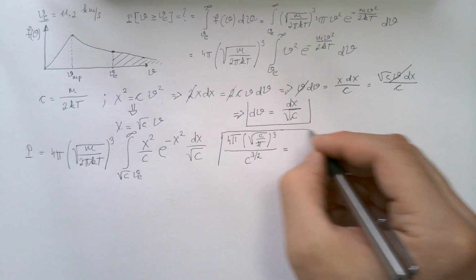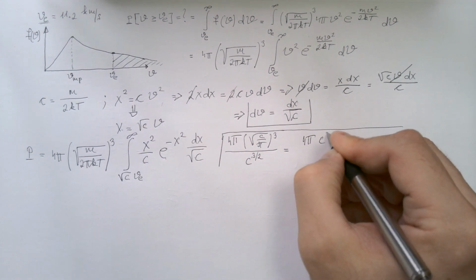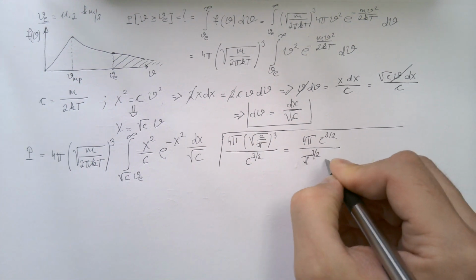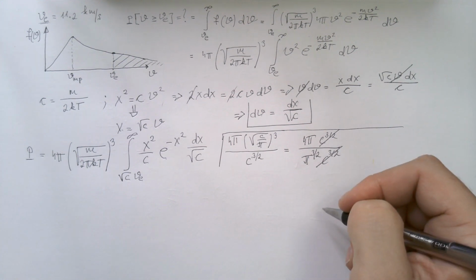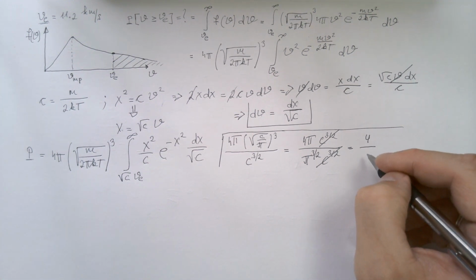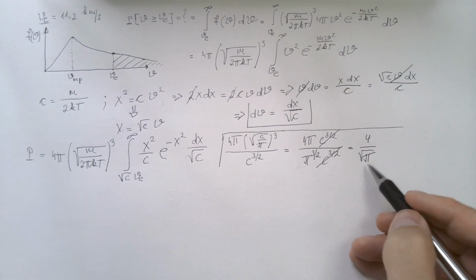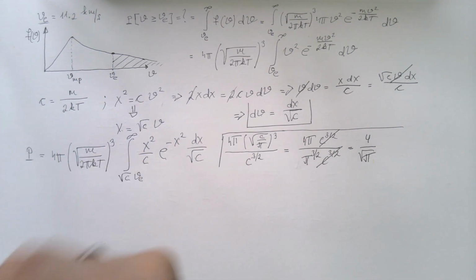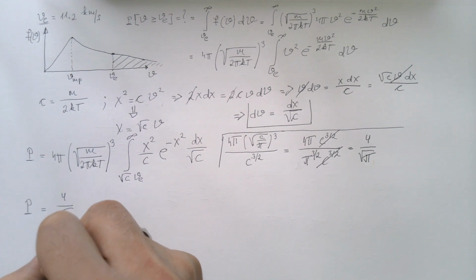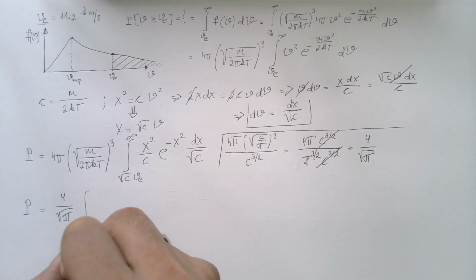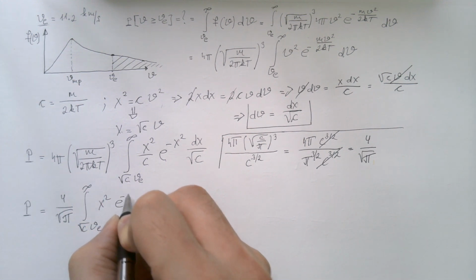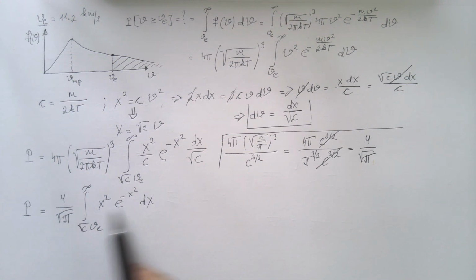Now this is further equal to 4 pi c to 3 over 2 divided by pi to power 3 over 2 c to power 3 over 2. And notice how c to power 3 over 2 and c to power 3 over 2 cancel. And here I get that this is simply equal to 4 divided by square root of pi. Now with this nice mathematical simplification, I go back to my integral p and I write that this is 4 divided by square root of pi, integral from square root of c ve to infinity of x squared e to negative x squared dx. And this is now the new integral that we need to solve.